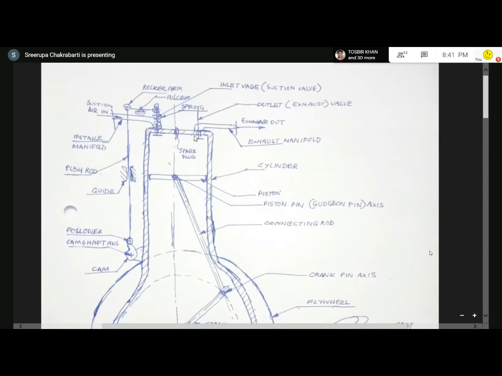So these valves are called poppet type valves. They will close the opening, open the opening. For that, they have to move up and down. There is a valve seat where the valve body is placed. So when it moves down, the valve opens. When it moves up, the valve gets closed. This is the intake manifold, the pipeline through which the charge, meaning air and fuel combination, comes.